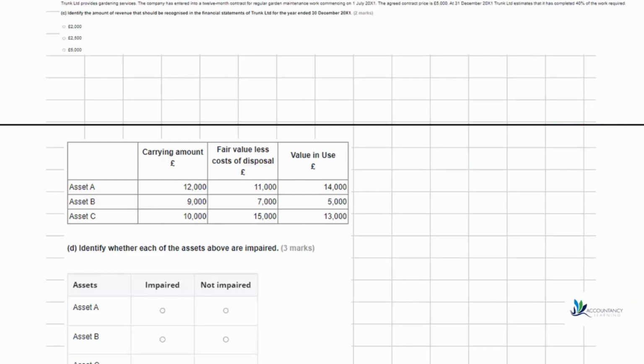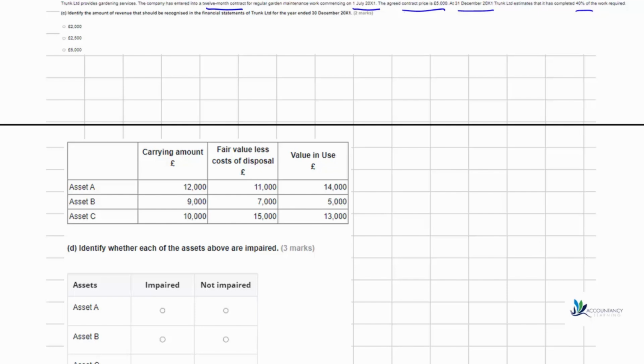Part C of the question tests IFRS 15 on revenue. So it tells us that Trunk Limited provides gardening services. The company has entered into a 12-month contract for regular garden maintenance with work commencing on the 1st of July 20x1. The agreed contract price is £5,000. At the 31st of December 20x1, Trunk Limited estimates that it's completed 40% of the work required.